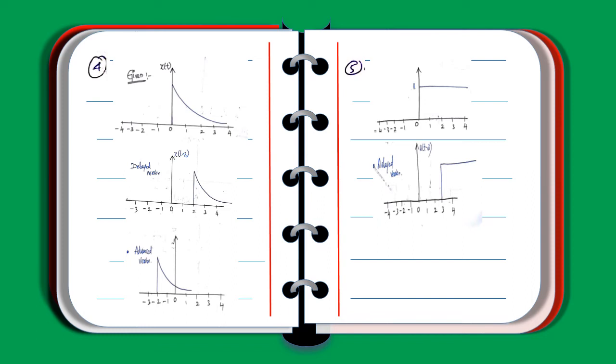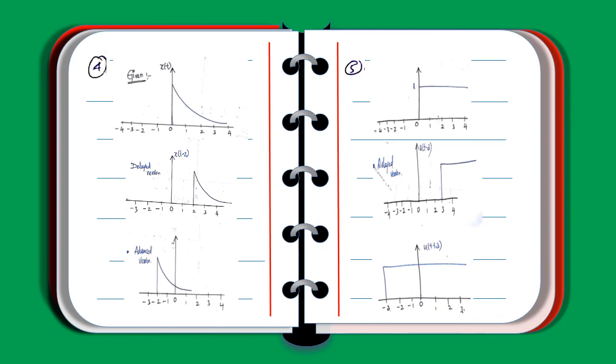The advanced version will be starting from t equal to minus 3. So instead of starting from 0, it has started 3 seconds before. The graph will be like this. U of t plus 3 starts from minus 3. The amplitude and the shape of the signal remain the same, whether it is an advanced version or a delayed version. There is no change.